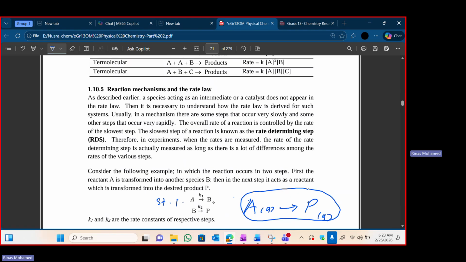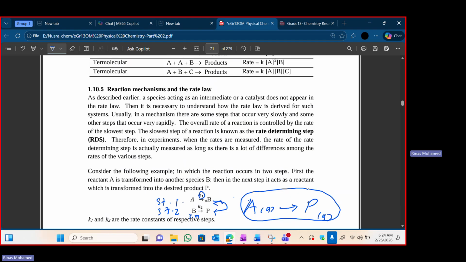A is converted to B, right? The rate constant for that one is K1. Then step 2: B is the intermediate that is converted into P. The rate constant for this step is K2, right? This is a net reaction, but it happens in two stages. This is a two-step reaction.